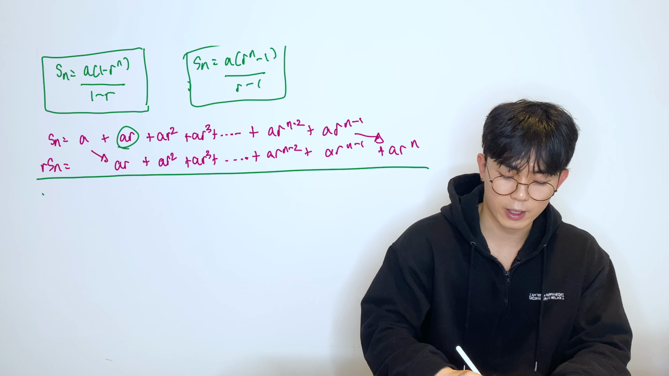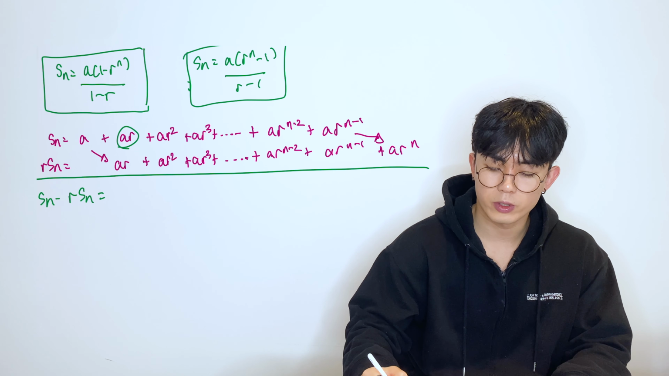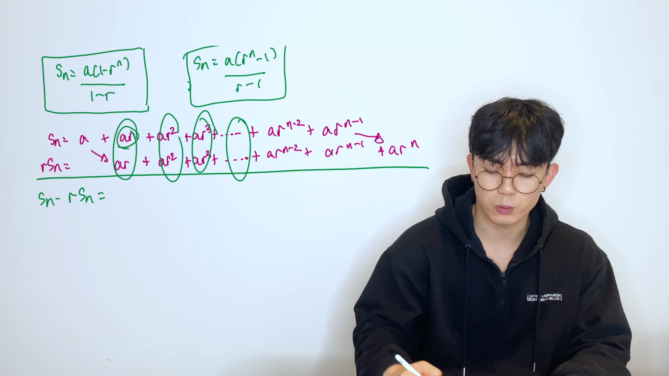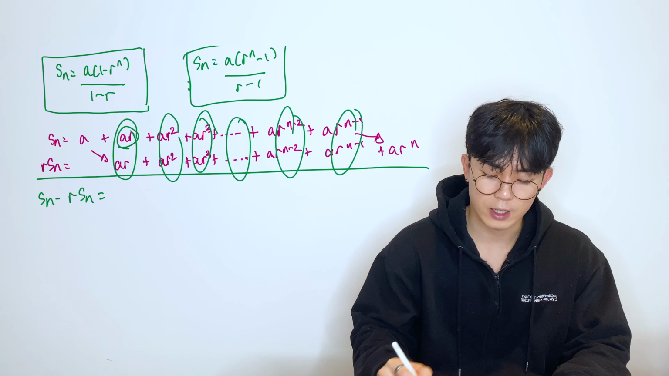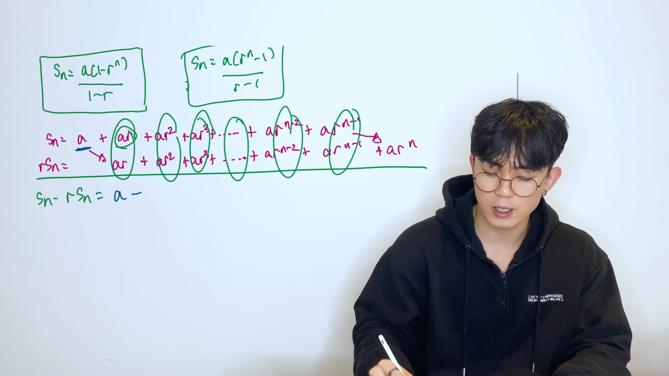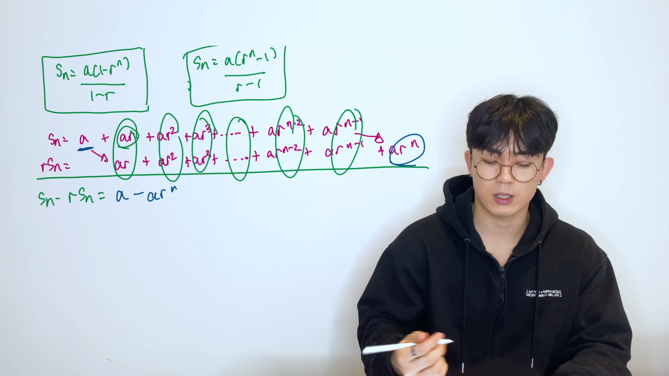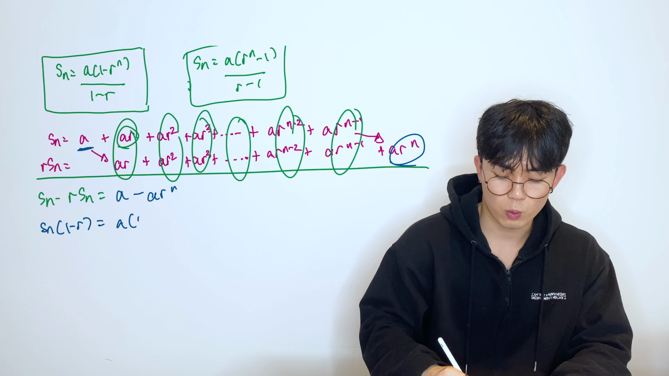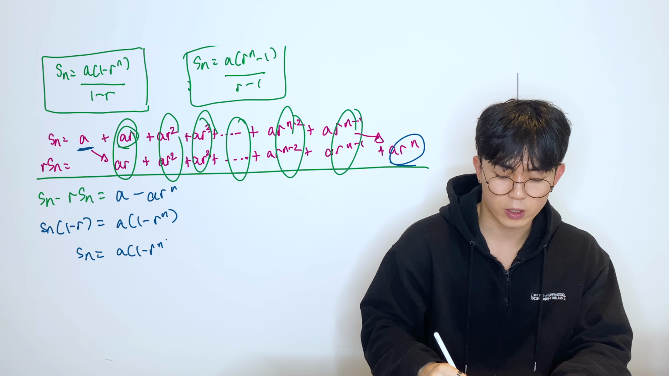So on the left-hand side, I'll get Sn minus r times Sn. And on the right-hand side, what you'll notice is that if we subtract, these pairs will all cancel each other out. What we're left with is this term here, a, minus this last term here, ar to the power of n, which I can now factorize. So on the left-hand side, Sn times 1 minus r, equals a times 1 minus r to the n, and dividing through will leave us with the sum equation.